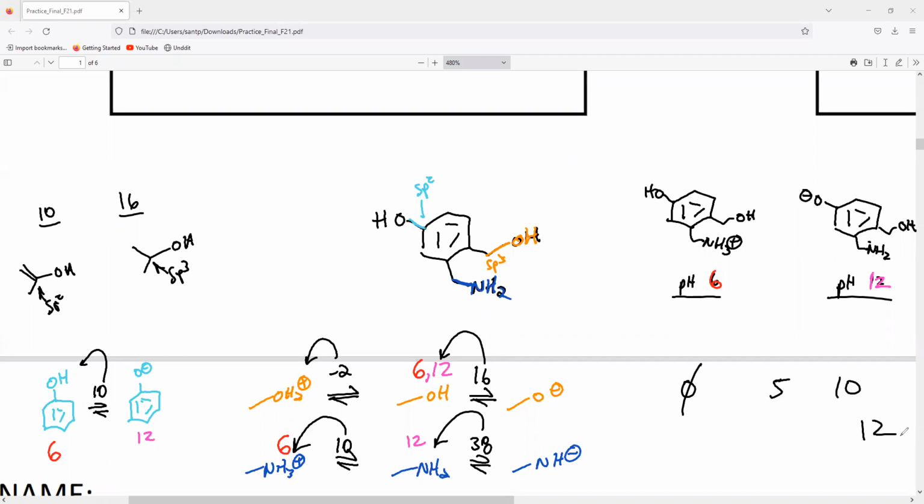Make up your own molecules with these. Throw them all into a molecule, make a ring or something, and then throw all of them onto here. It really doesn't matter, as long as they're on there, and predict what those states would look like based on the pKa. Okay, cool. All right, but unfortunately I do have to move on, which kind of sucks.